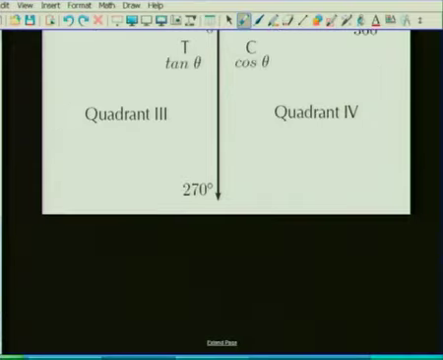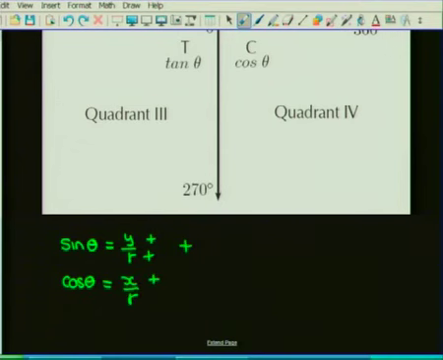Taking it down a little bit here, let's get a different color pen, and let's look at them individually. If I look at sine theta, remember it was y over r. Well, it'll be a plus over a plus, so overall a plus. Cos of theta is x over r, so it's plus over plus again, which overall is a plus.